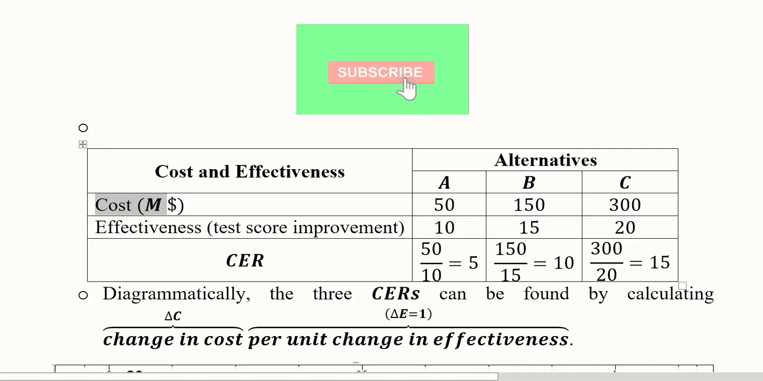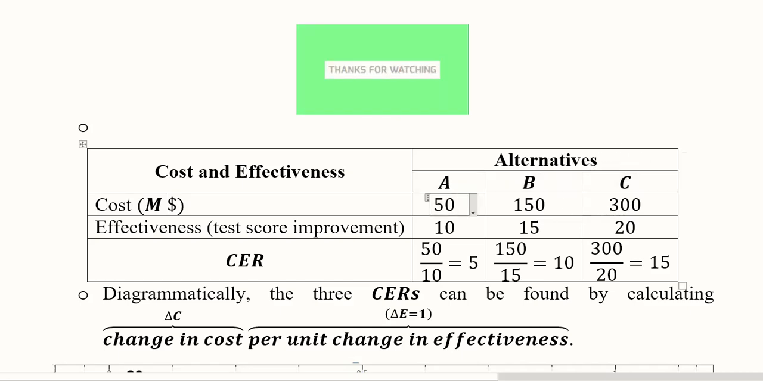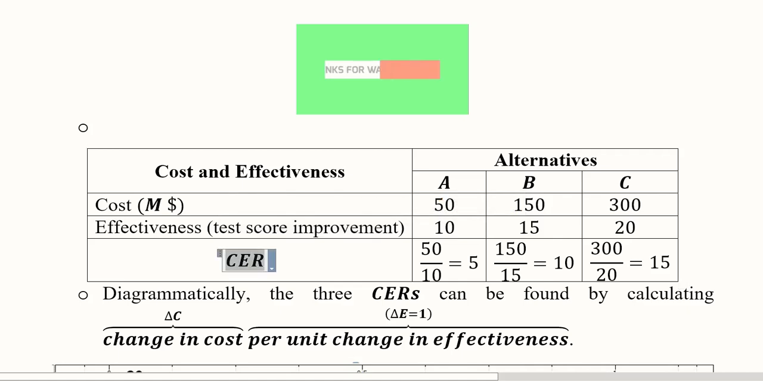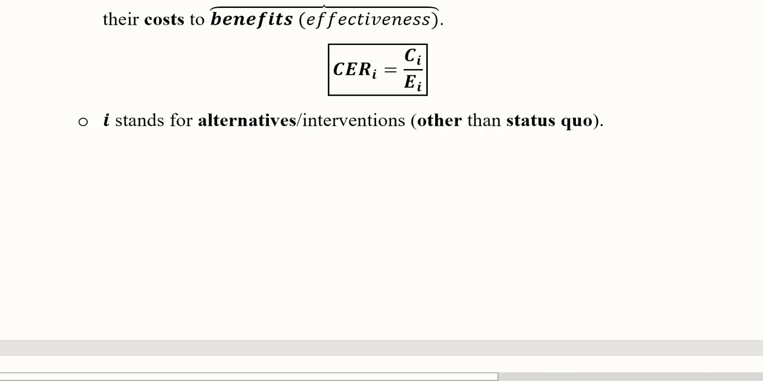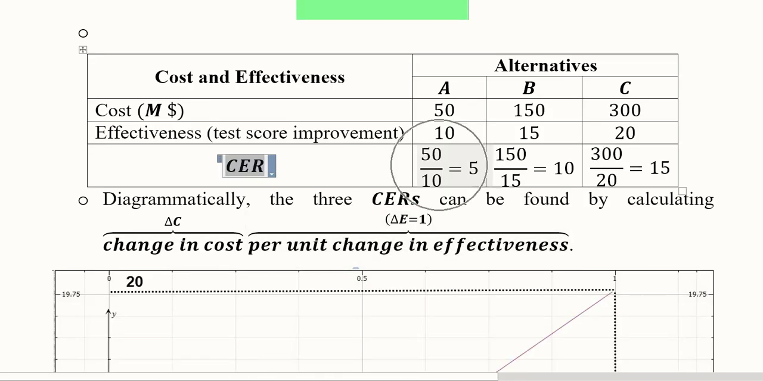So there are 3 alternatives, out of which we have to choose the one which is the most cost effective, and these are the costs. For alternative A, the cost is this, B and C have their own costs. The effectiveness is also given as 10, 15 and 20 in terms of some scores. Now the CER, that is cost effectiveness ratio, can be calculated simply by using the formula that we saw before, cost over effectiveness. So here, 50 over 10, we will get 5.